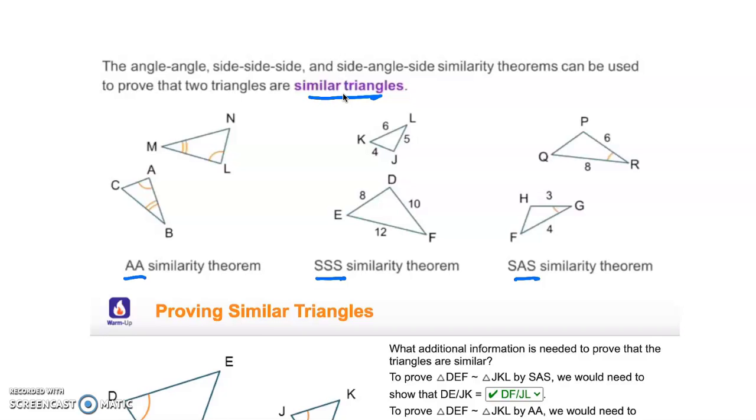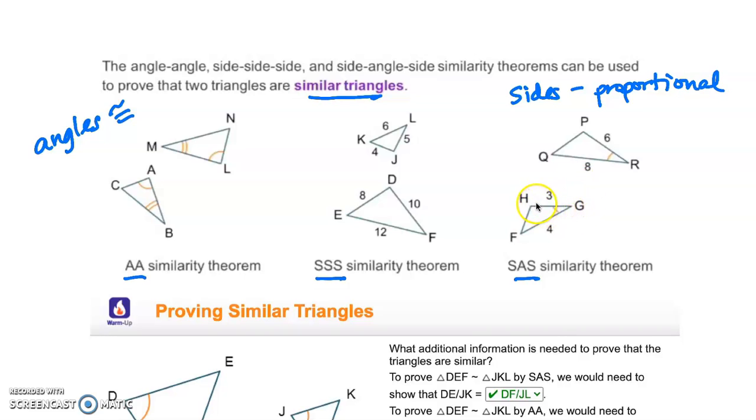Whenever we have angles, we know that angles need to be congruent. So whenever there's an angle in one of these theorems, that has to be a congruent angle. If we're talking about sides, sides have to be proportional. So if we have these two triangles, DF over LJ is proportional to FE over LK is proportional to KJ over ED. So they'll all have the same ratio.